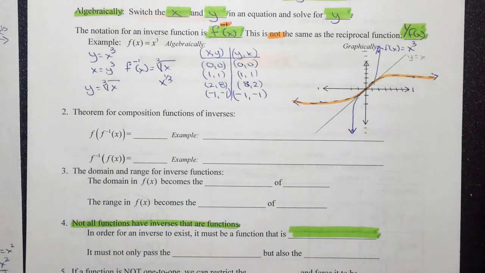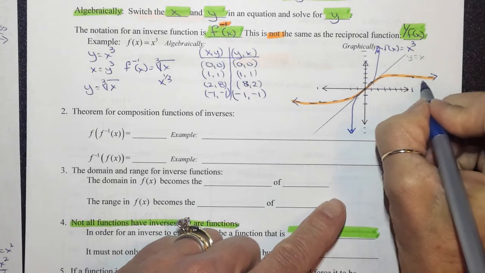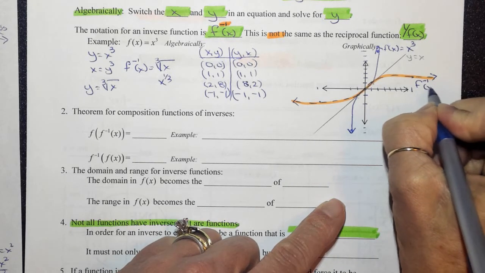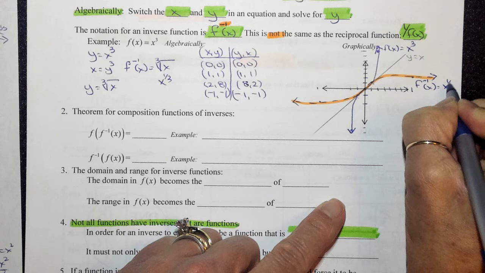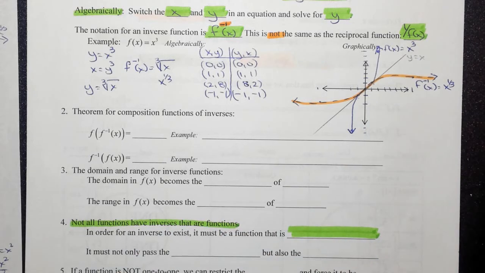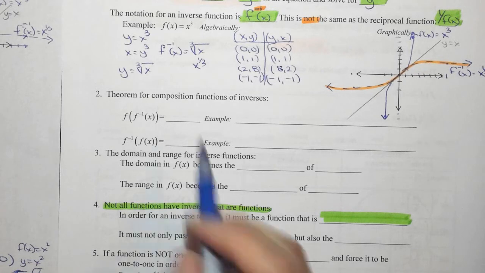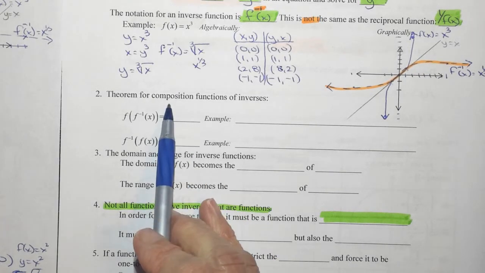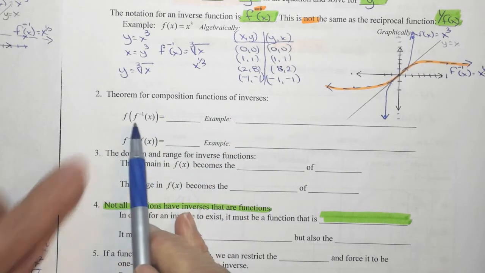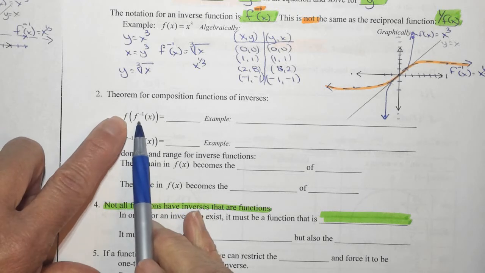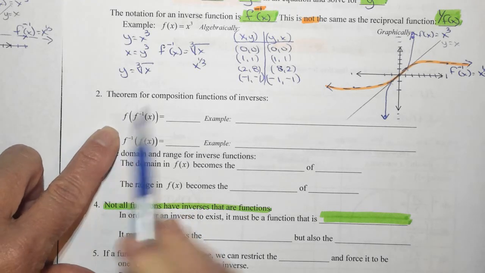That's going to be my inverse. So this is x to the 1/3 power, or the cube root of x. Okay. So the theorem for composite functions of inverses is, if you put the inverse inside the actual function, you should get x.